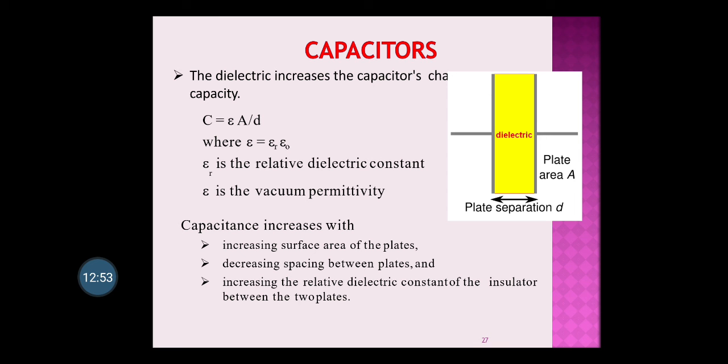So this is how the capacitance value is affected by the area of the plates and the distance between the 2 plates. Also it is affected by the relative dielectric constant of the insulator between the 2 plates.